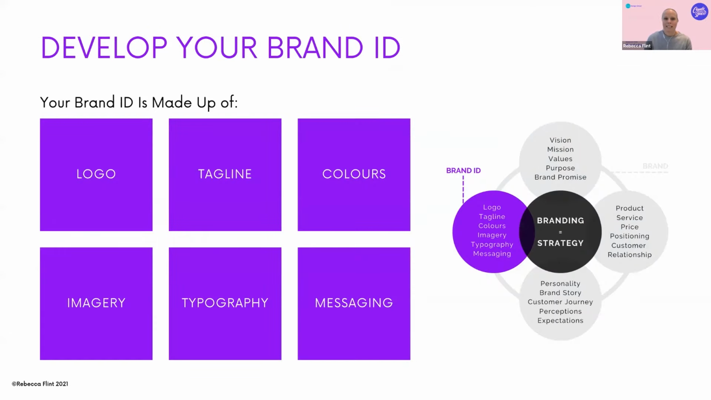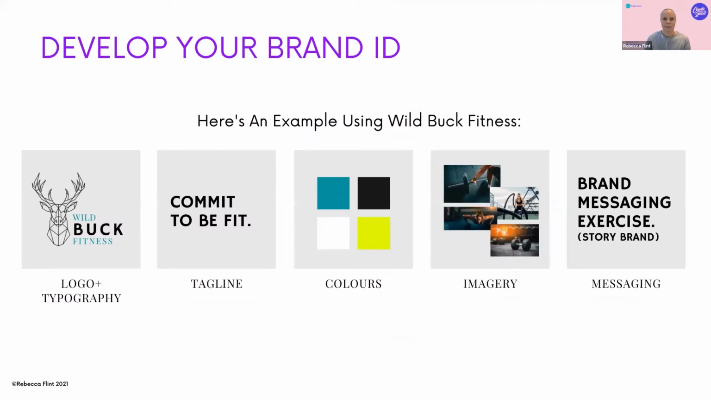So your brand identity, which was that 4th bucket, and you can see it in the little graph there, is made up of your logo, your tagline, your colors, your imagery or photography, typography, so that's the font styles, and your messaging. And here's an example of that.